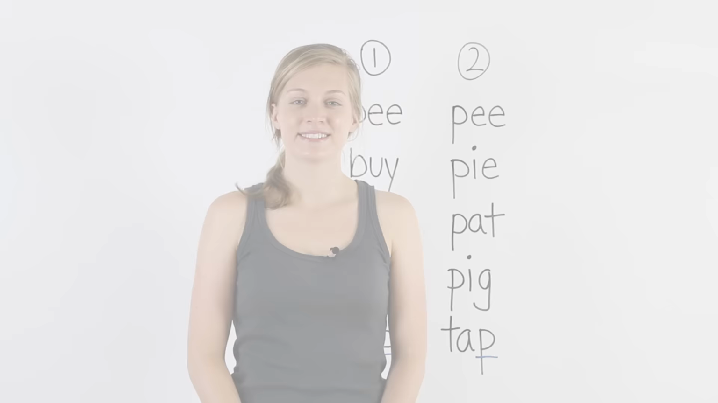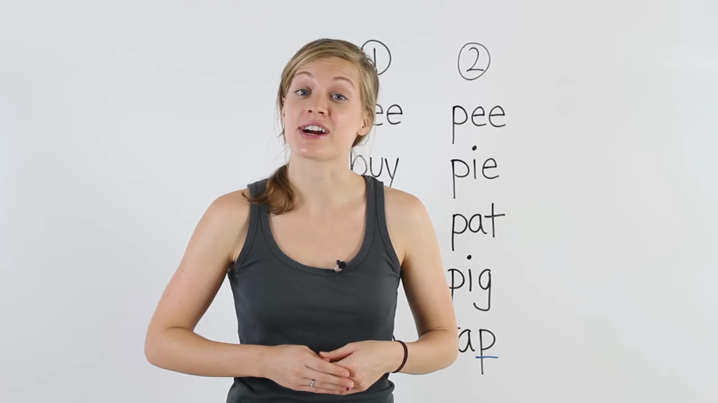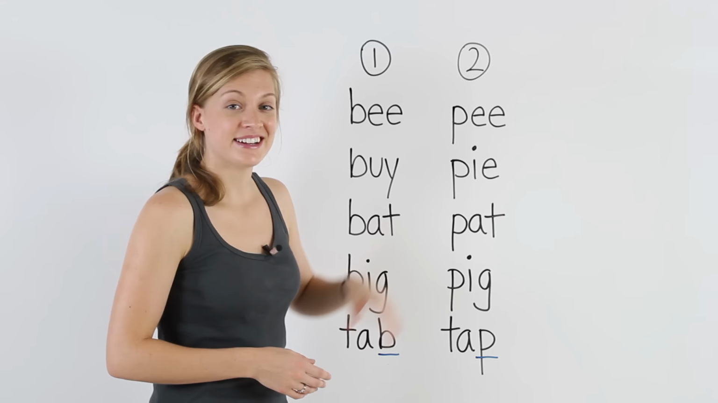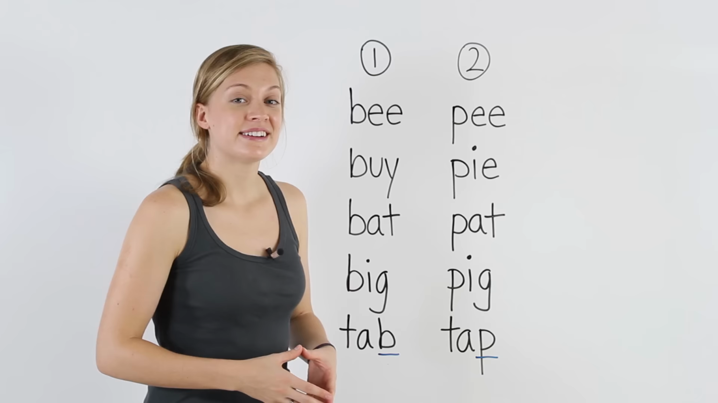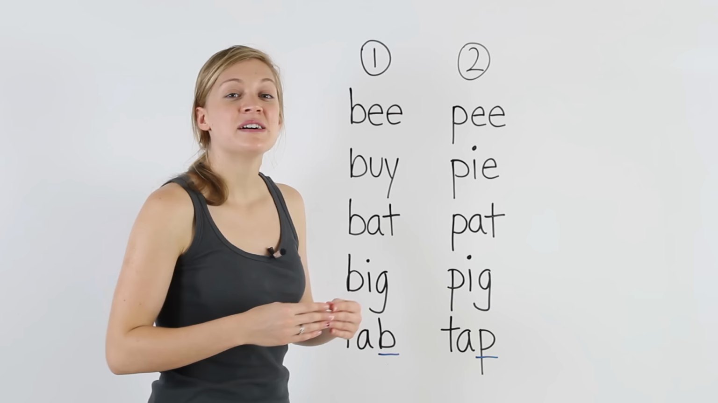Let's take a test. There will be a choice of two words. You listen carefully and I'll say one word, and then you choose the correct answer. First, we have B and P. Now listen carefully. P. I bet you chose P. Next, buy, pie. Listen carefully again. Pie. I bet you chose pie.